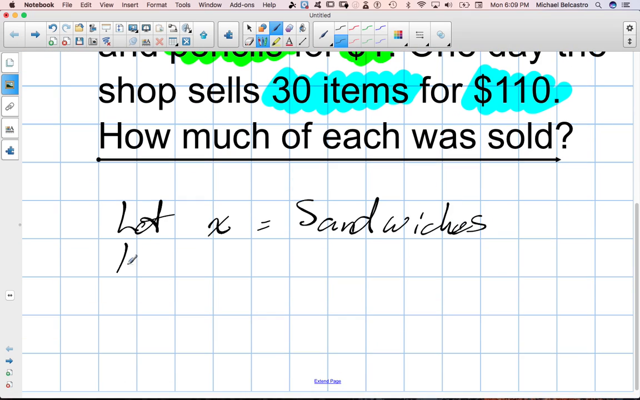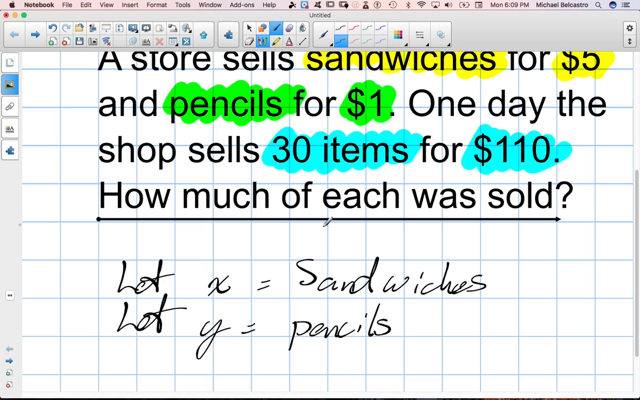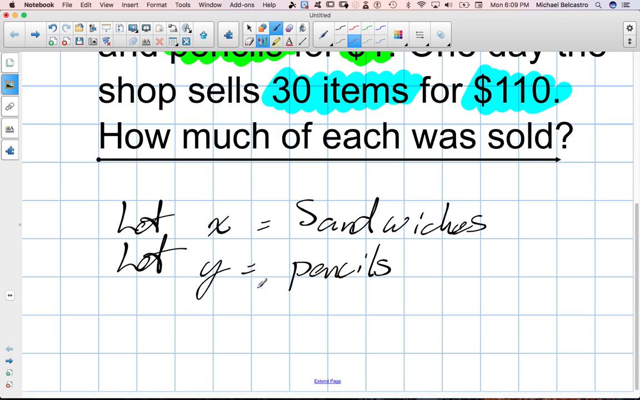Sandwiches, and let Y equal pencils. Okay? So, if you recall, they sold a total of 30 items. Okay? So what that means is pencils and sandwiches put together was 30. So that's actually equation number 1. So X, which is sandwiches, plus Y, which is pencils, is equal to 30.